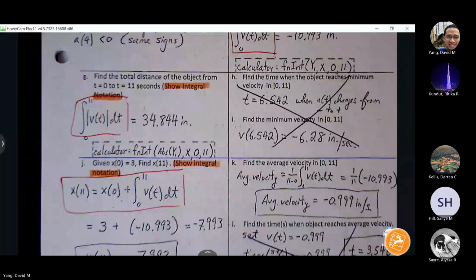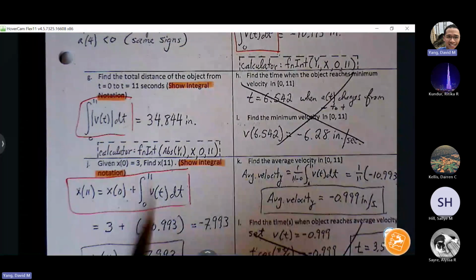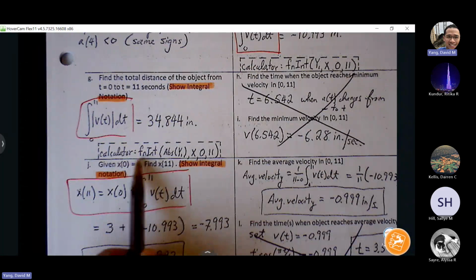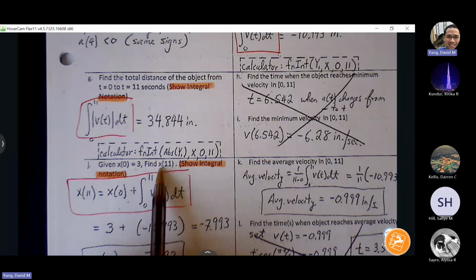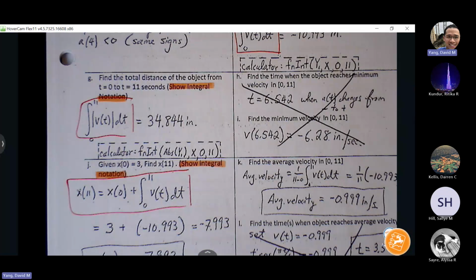Next up, given x of 0 equals 3, find x of 11. So basically, this is saying that if I'm starting at location 3, where am I going to end up when time has passed to 11 seconds? Because this object is moving along the x-axis, right? So it just wants to know where is it going to end up on the x-axis at 11. So we're just looking for a location.